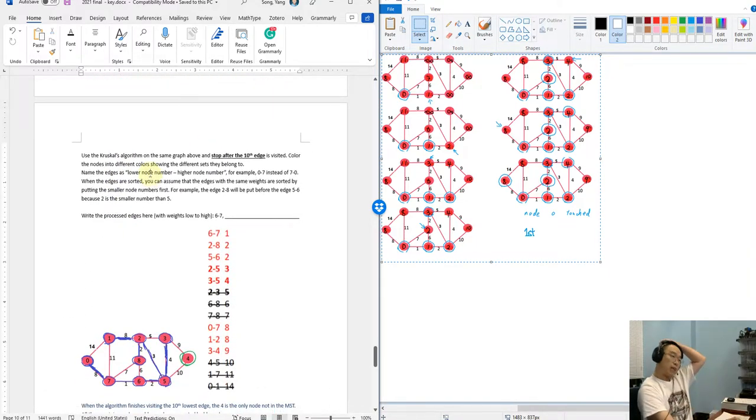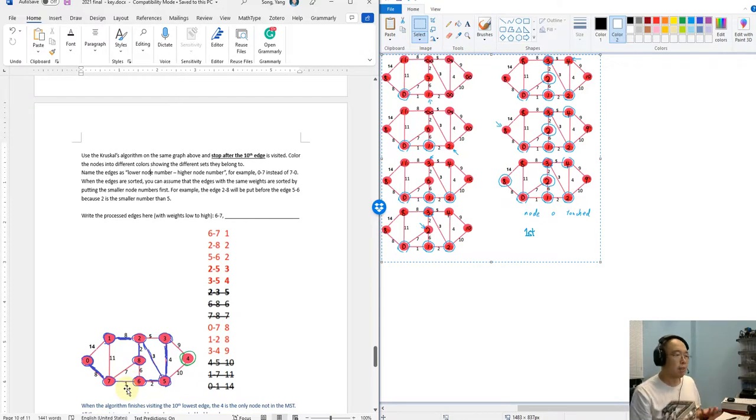Okay, so the next one, we are doing the Kruskal. For the Kruskal, we want to stop after we have visited the 10th edge. If you want to take another look at the Kruskal algorithm, we are visiting all the edges from the lowest value to the highest value. So for the edge between 7 and 6, the cost is 1. So we are going to visit this edge first.